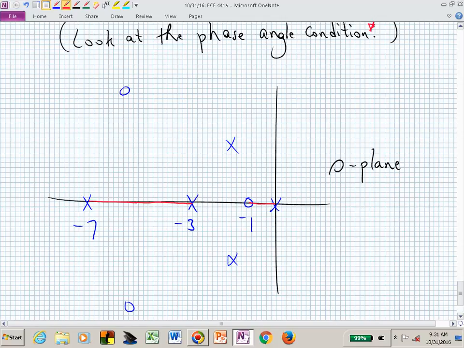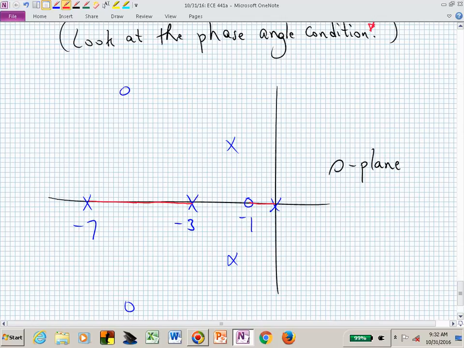We have 5 branches, right? So we're going to have 5 closed loop poles for this particular configuration of poles and zeros. How many branches do I have between minus 3 and minus 7? That's where it gets a little tricky. How many line segments do I have between minus 3 and minus 7? 1, but I have 2 branches. One branch is starting at minus 3. It's going left. I have another branch starting at minus 7, and it's going right.